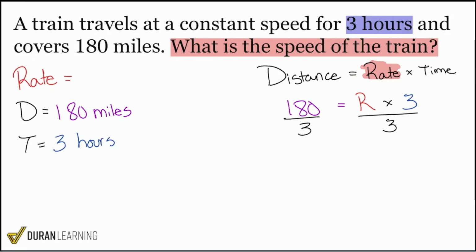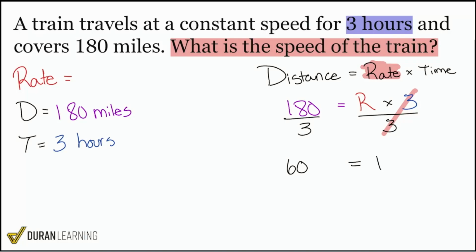So that's how we know. We predicted it. We're looking for rate. We predicted division. And yes, indeed, that's how we're going to get the rate by itself with that division. 180 divided by 3, everybody. Right on. Yeah, that's going to give me 60. And there we go. 60 equals the rate.